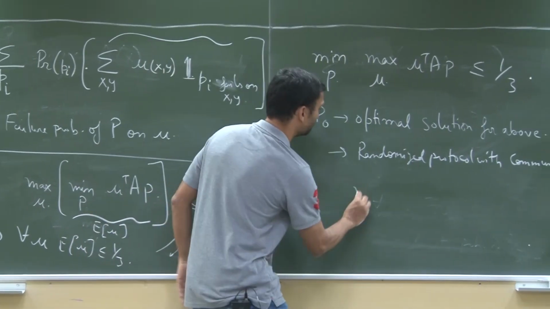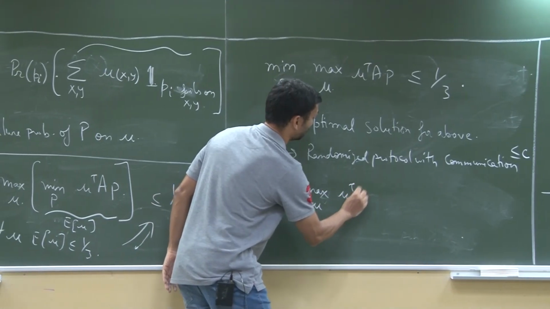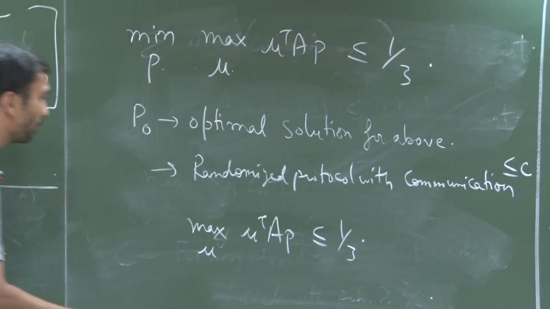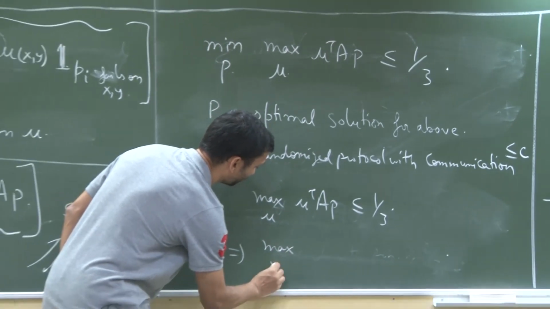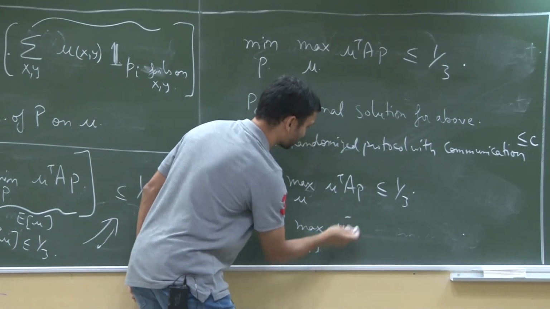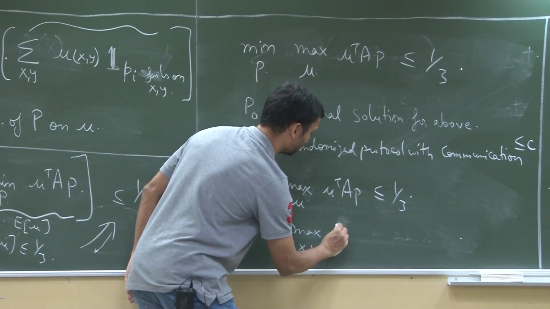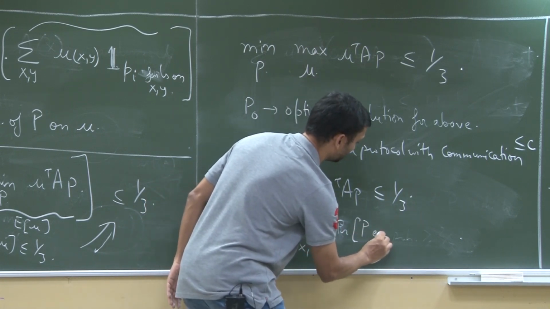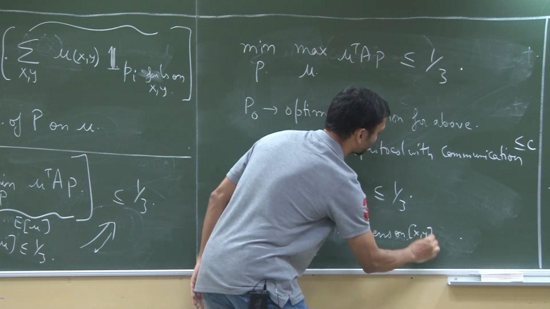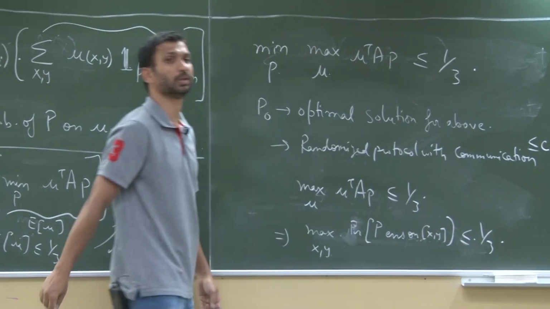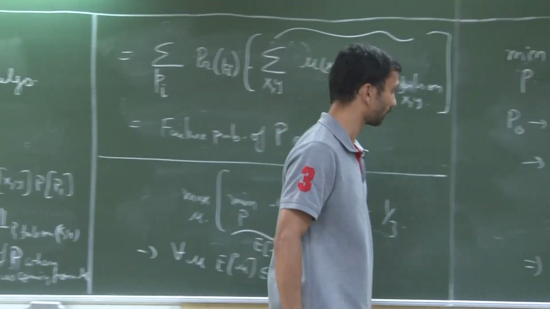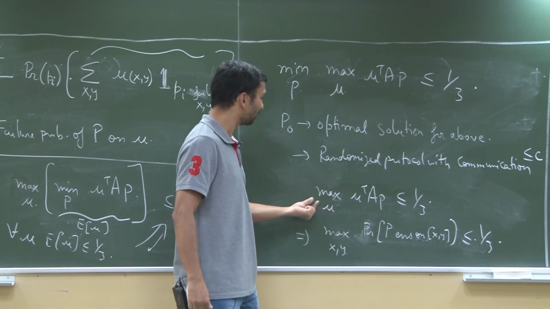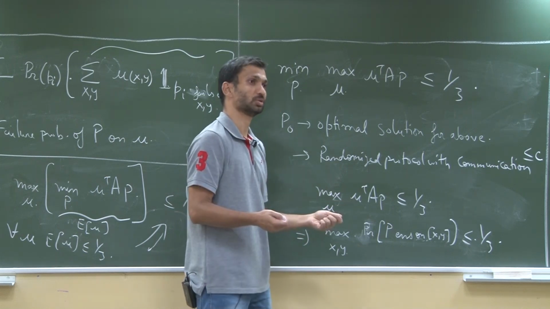For this particular P, a simple consequence of this is: max over xy of the probability that P errs on xy. So max mu transpose AP. I am saying if this is the case, let's look at all the point distributions.